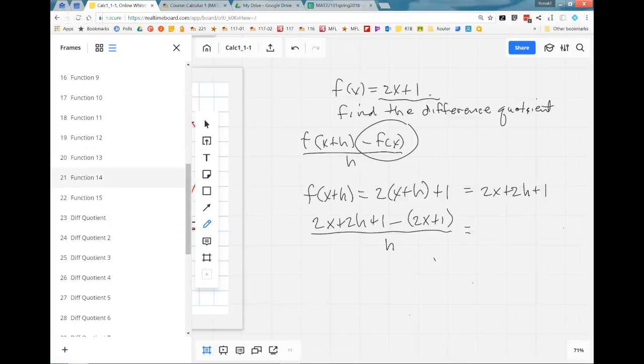So on the top, the 2x's go away, right? You got 2x and you got a minus 2x. The 1's go away because you have a 1 minus a 1. And that means on top, you just have 2h over h, which is, of course, 2. The difference quotient for this particular function is 2.